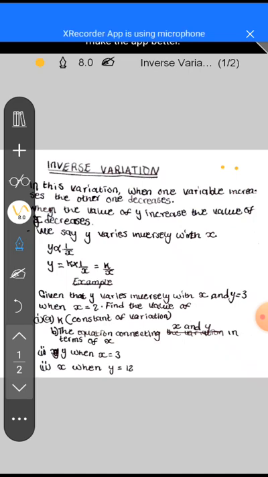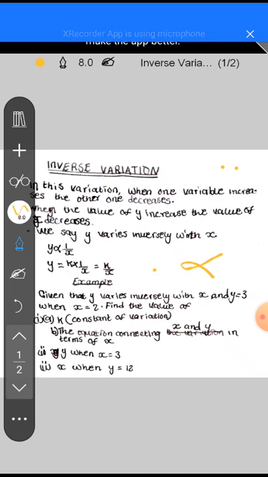We say that y varies inversely with x. Where y varies inversely with x, this is the symbol of variation, 1 over x. And in equation form, it will be k multiplied by 1 over x, where k is the constant of variation, so it will now be y equals k over x.